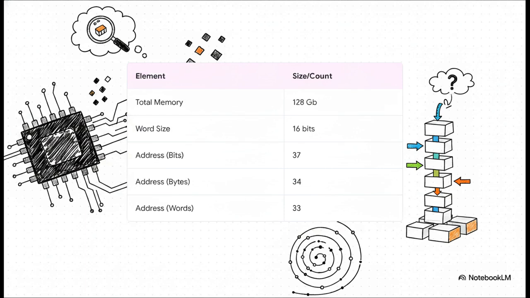By applying some basic logarithmic math to that 128 gigabits, we find that to address every single bit individually, we'd need a 37-bit address. To address by byte, we'd need 34 bits. And to address by whole 16-bit words, we only need 33 bits. So knowing our memory locations and bit lengths is completely vital for uniquely addressing and retrieving your data.